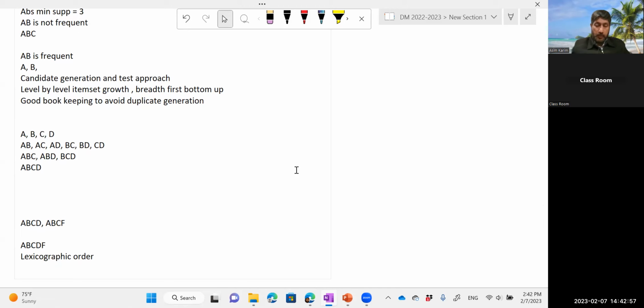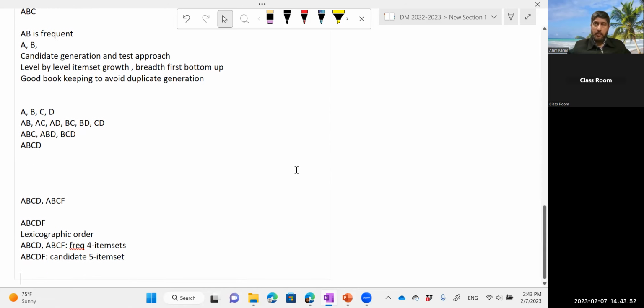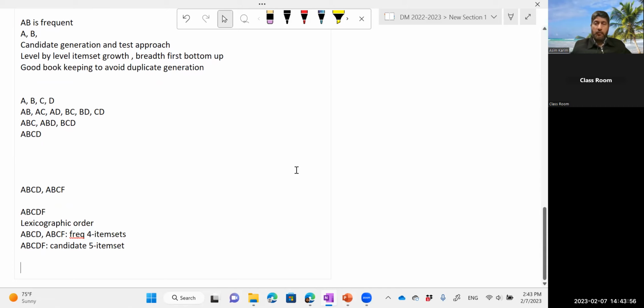Achha, to yahi jo maine example abhi likhi thi, A B C and D, let's say these are my frequent four item sets. Just taking a hypothetical example. So from this A B C D and F. So this is my candidate 5 item set. Only one is generated. Why is it candidate? We still need to check whether it is frequent or not.